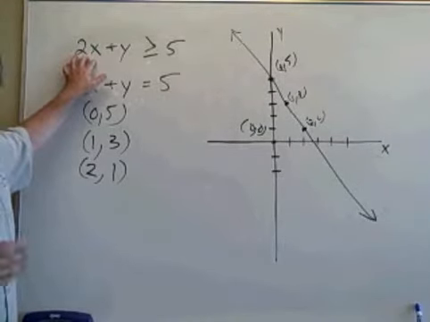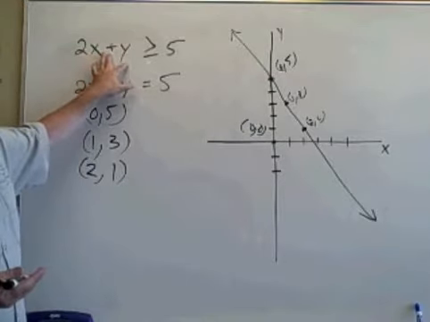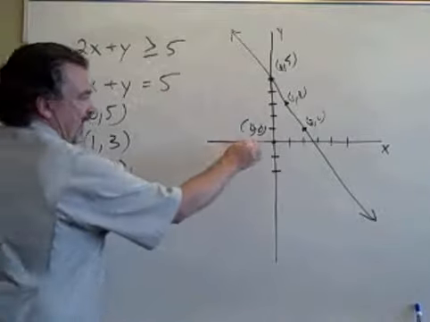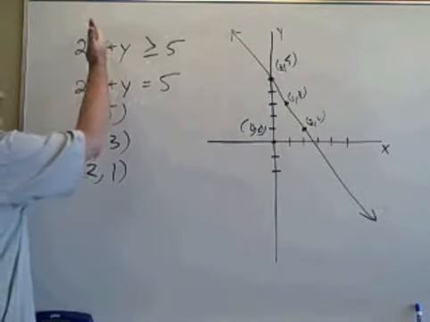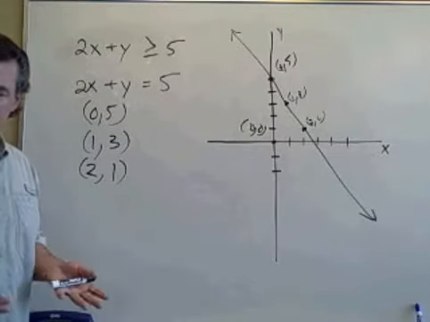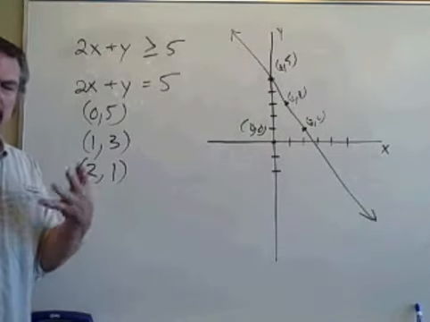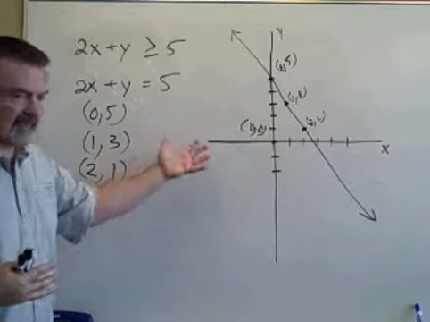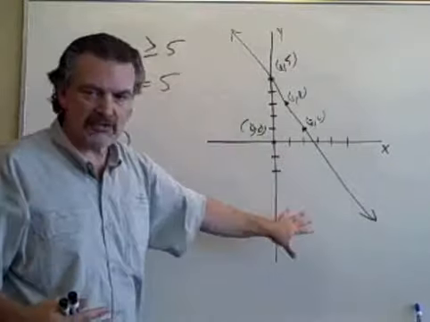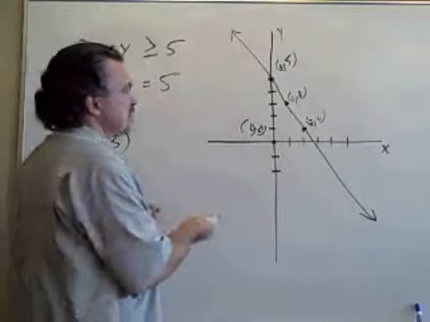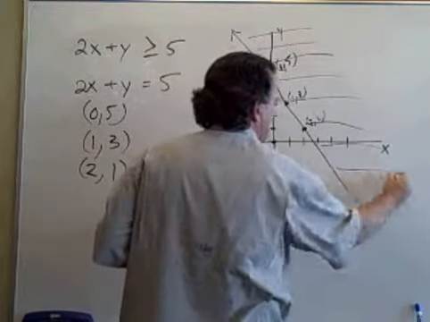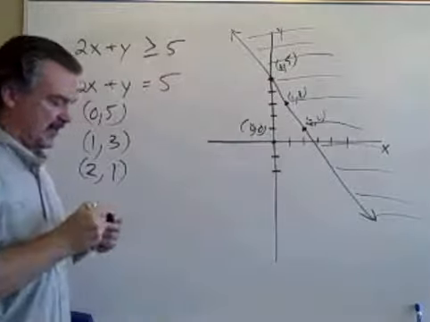Because 2 times 0 is 0, and 0 plus 0 is 0. So if I let x be 0 and y be 0, if I'm testing that point, I end up with 0 is greater than or equal to 5, which is a false statement. 0 is not greater than or equal to 5. 0 is less than 5. So these points do not solve the inequality. It's the points here on the other side, and to express that, I shade that other side.